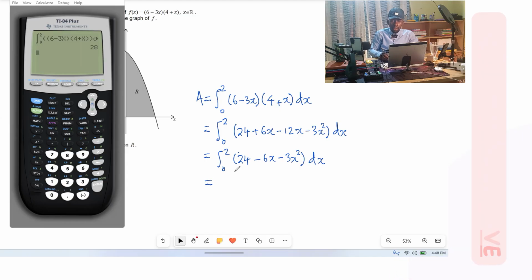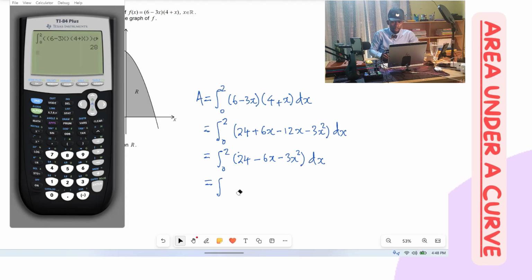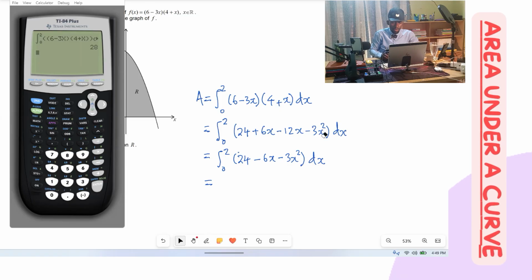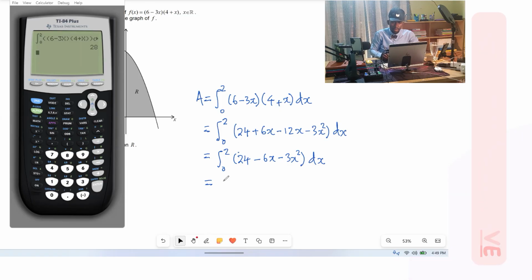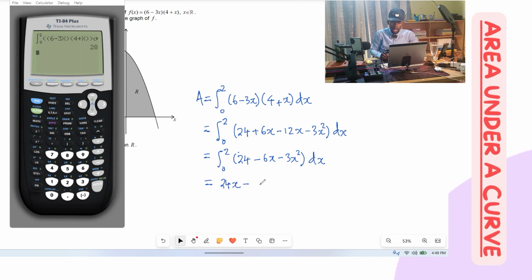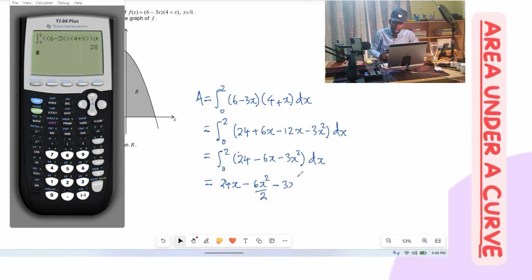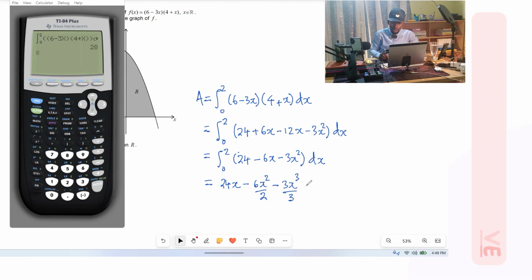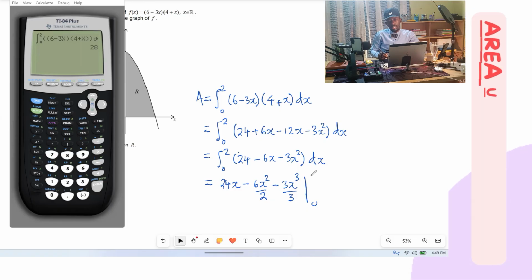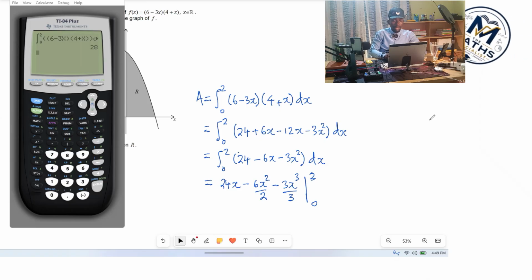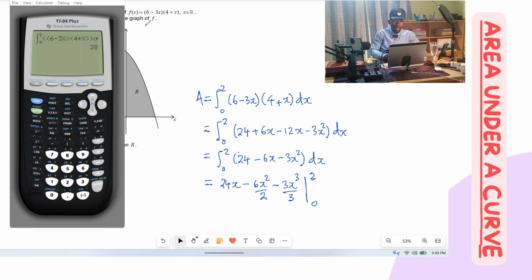So now we integrate. The integral of 24 is just 24x. For 6x, we get 6x squared by 2. And for the last one, it is 3x to the power of 3 over 3. But now our limit is from 0 to 2.